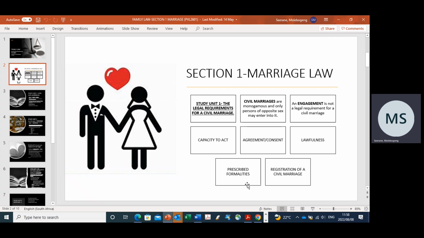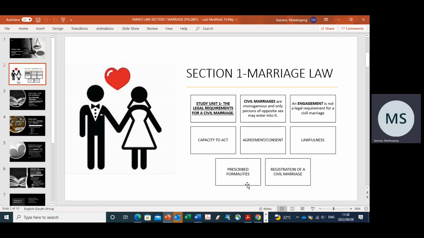Even in this formality preceding the marriage, the marriage officer will not solemnize the marriage unless both parties produce their identity documents or a prescribed affidavit.